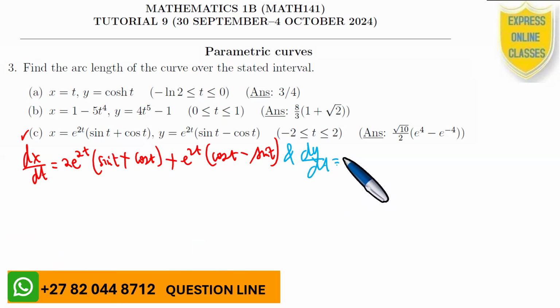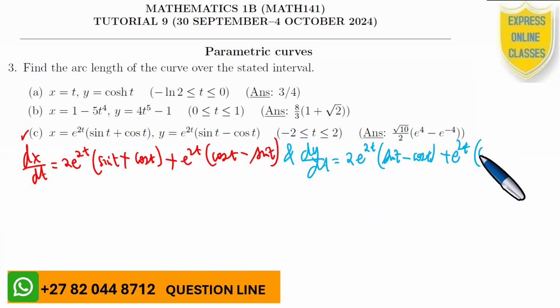Now you have dy dt: 2e to the power 2t, the sine of t minus cosine t, plus e to the power 2t. Then by the product rule, the derivative of the sine becomes cosine t plus the sine of t. So this therefore becomes the derivative. But now, what does this derivative simplify to?